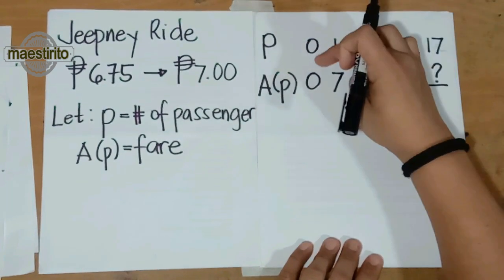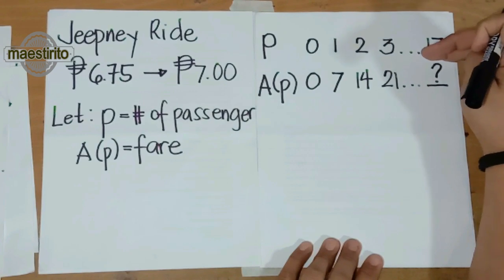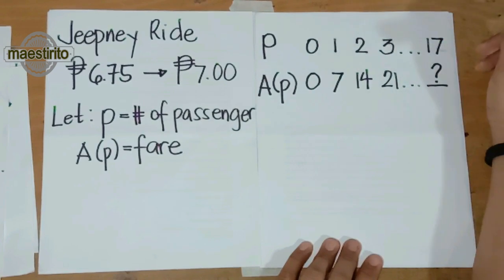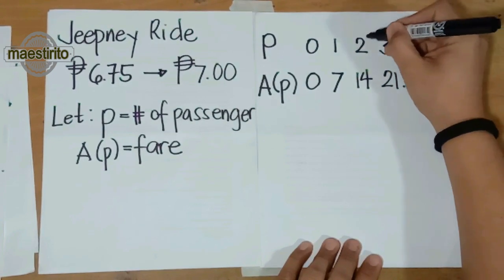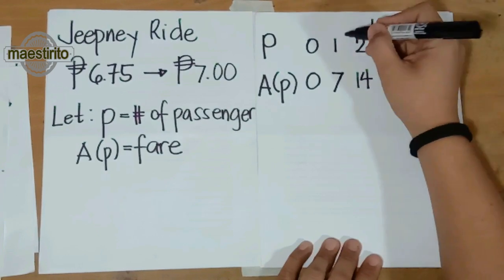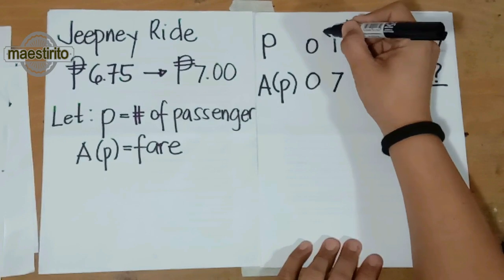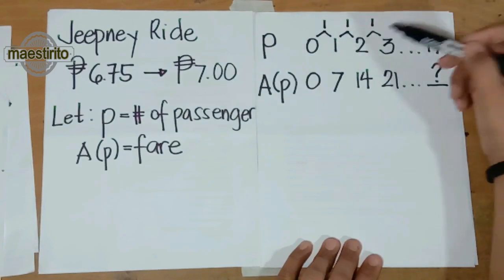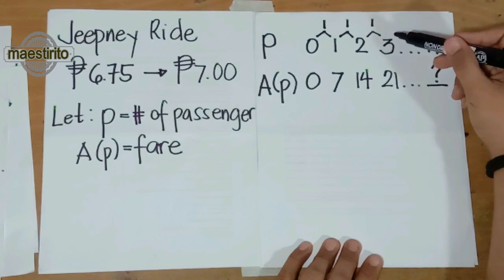So your independent variable, the numerical data here, should have differences that are the same. So let's exclude this one. So let's start with 3. So 3 minus 2, that will give you 1. 2 minus 1, that will give you 1. 1 minus 0, that will also give you 1. So there you go. The first condition is satisfied.